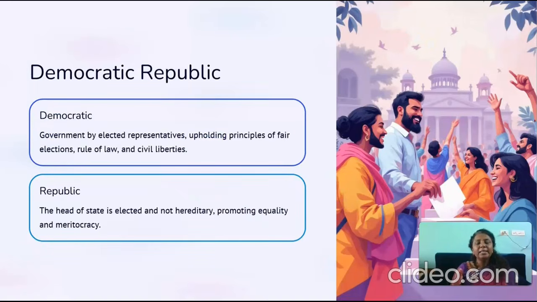And more than that, an important aspect of our constitution is democratic republic. Democratic means the government is elected by the people, for the people, and of the people, upholding the principles of fair elections, rule of law, and civil liberties. Then it's a republic. The head of the state is elected, and it is not hereditary. They are elected, and it promotes equality among all people.